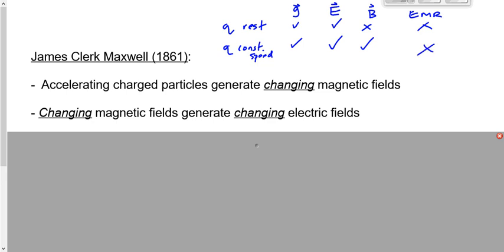It doesn't generate EMR because you need to have a changing electric and a changing magnetic field to have EMR. And a constant speed electric charge just generates a constant electric and a constant magnetic field.